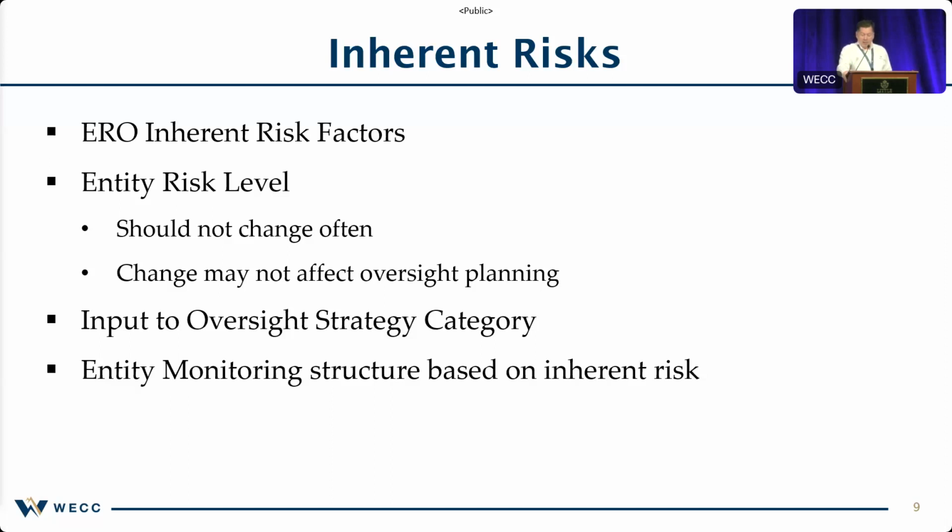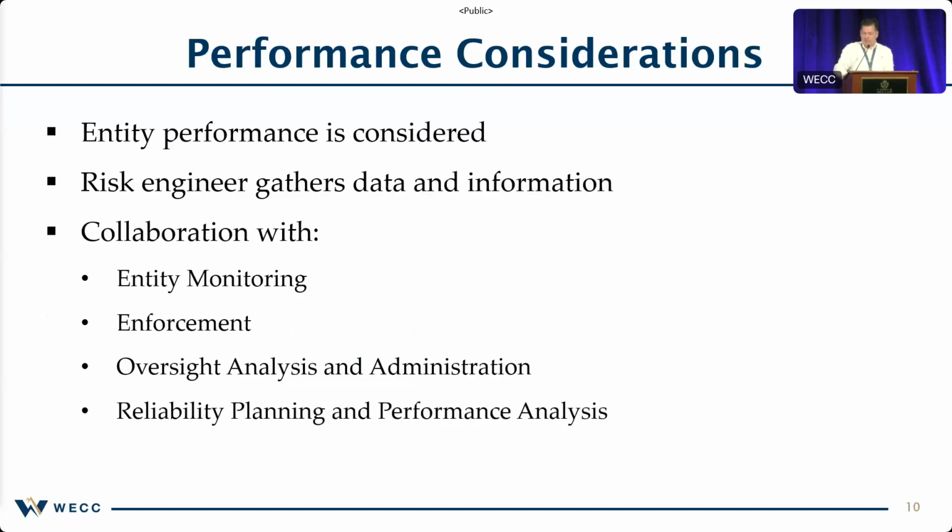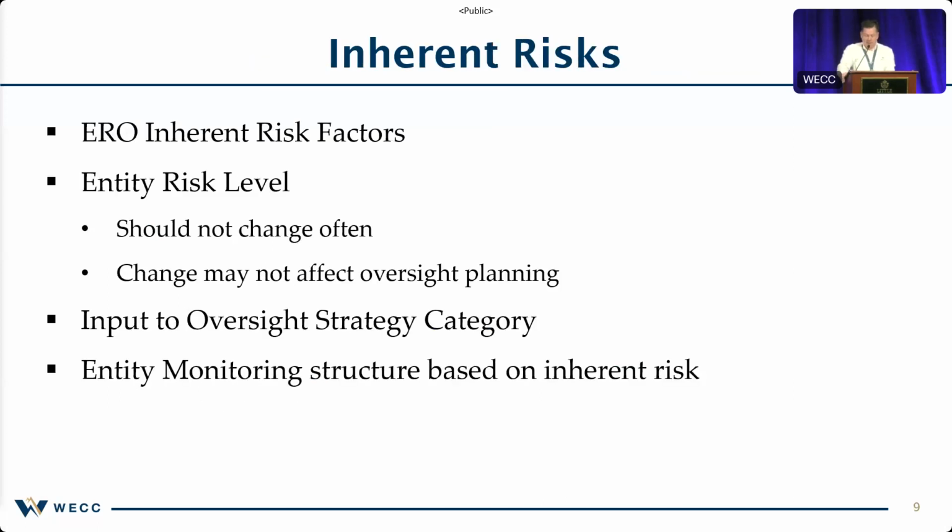Just because a risk factor changes a level, it may not warrant a change in the oversight planning activities. For example, if you have a balancing authority that has 9,850 megawatts of generation in their BA area, they would be assessed as medium inherent risk to the bulk electric system. That's because they have less than 10,000 megawatts and more than 5,000 megawatts of generating capacity in their footprint. That's based on the risk factor criteria.